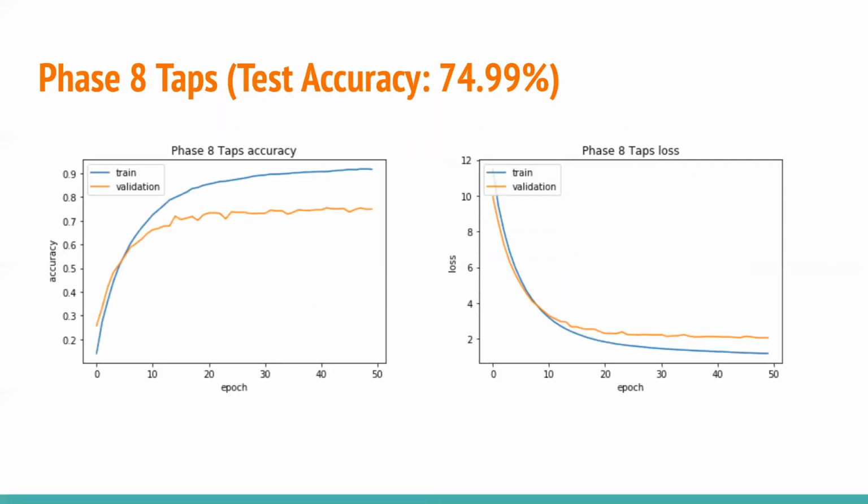Here is where we see a slight deviation. The first thing is that this is for phase 8 taps. The test accuracy is 74.99%, which is comparatively lesser than the previous set of experiments. So we have to keep this in mind as we move ahead. These are the accuracy and loss plots. Let's see if this extends to any other experiments as well.